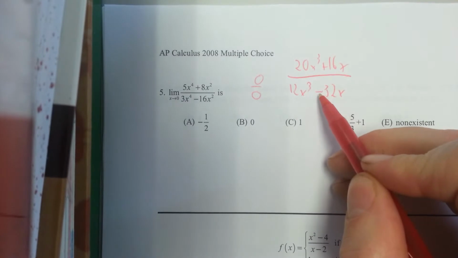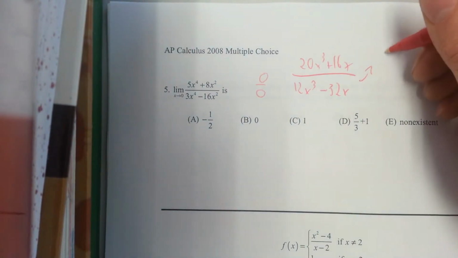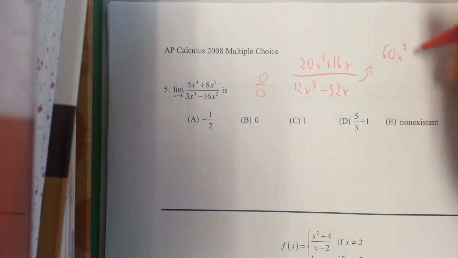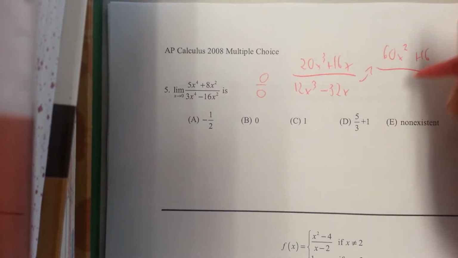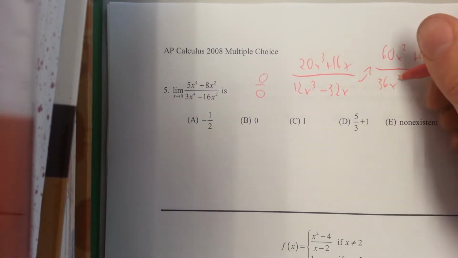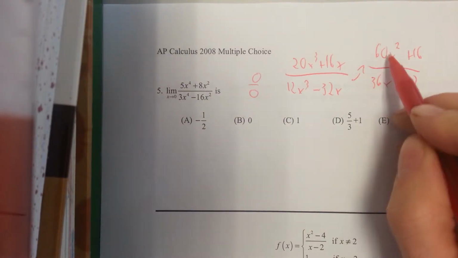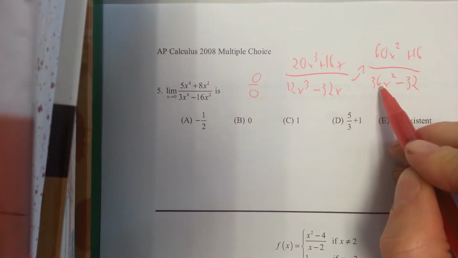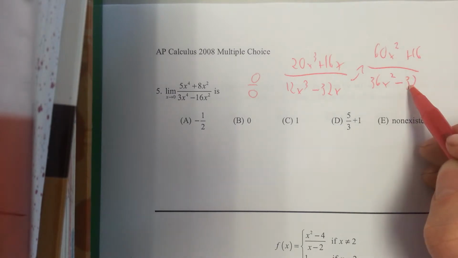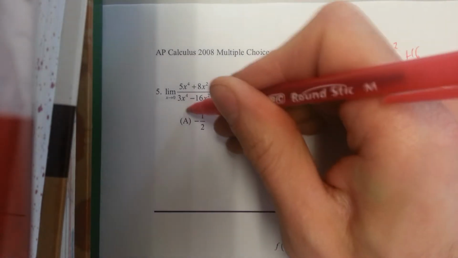Plug in 0, wait, it's still 0 over 0. That's fine, L'Hopital it again, okay? I'm going to take the derivative of the top, 60x squared plus 16, all over 36x squared minus 32. Now I'm going to plug in 0, so that becomes 0. That becomes 0 as well. Oh, we're left with 16 over negative 32, otherwise known as negative 1/2.